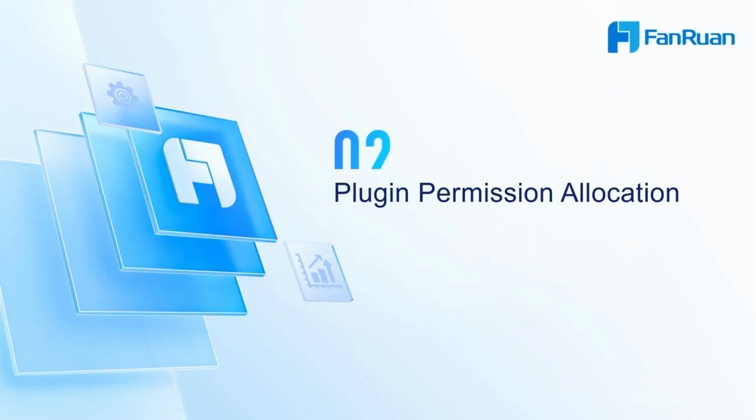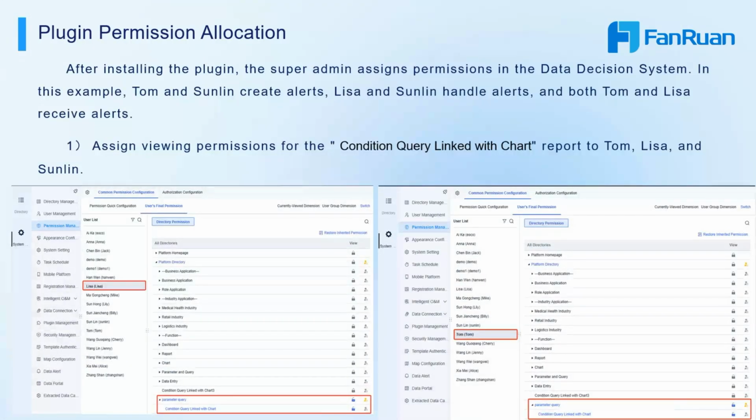After installing the plugin, we need to assign user permissions. Depending on what we want to achieve in the example, Tom Sunlin is the alert creator. Lisa Sunlin is the responsible person. Tom and Lisa are both recipients of the alerts. Assign viewing permission to Lisa and Sunlin for the conditional query and chart linkage reports.